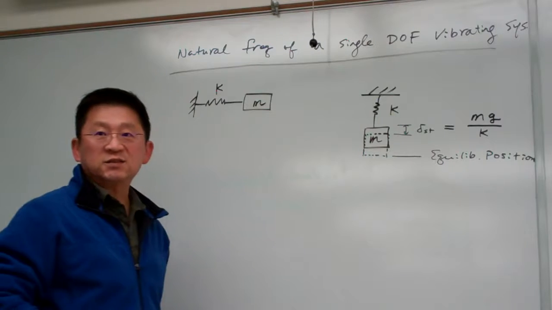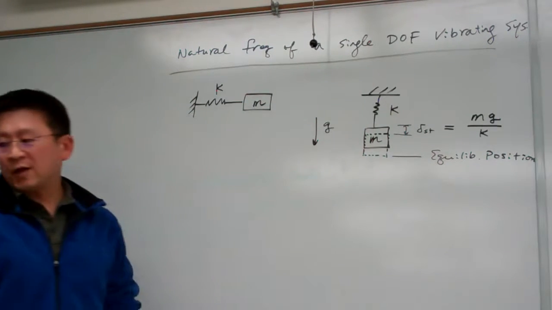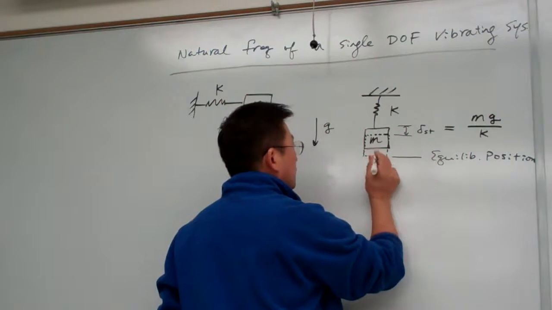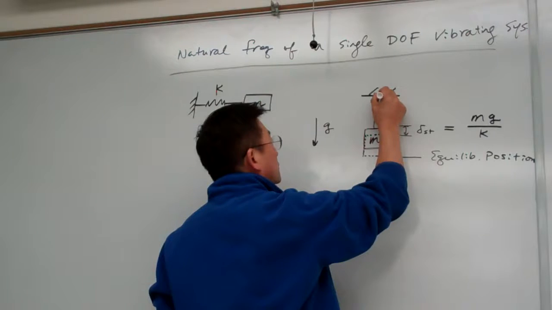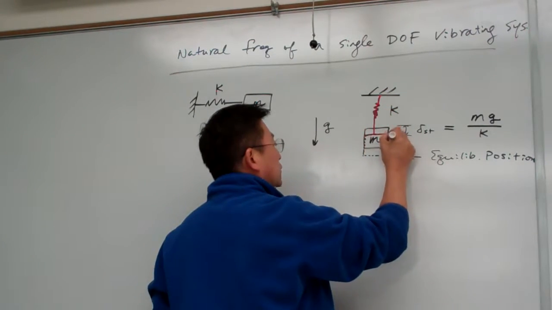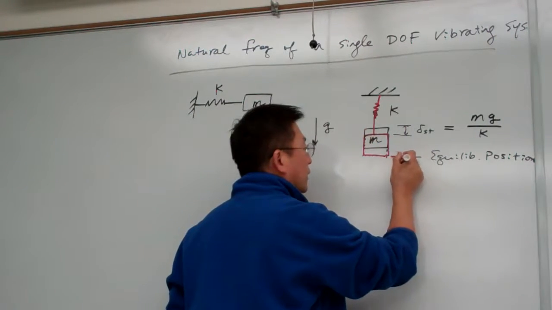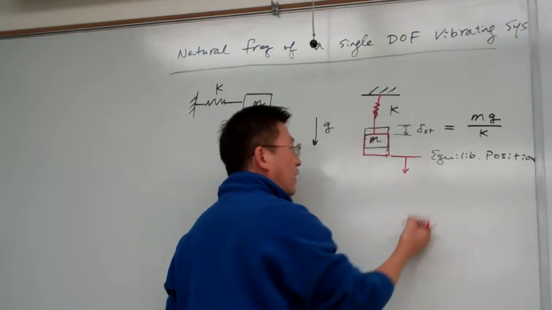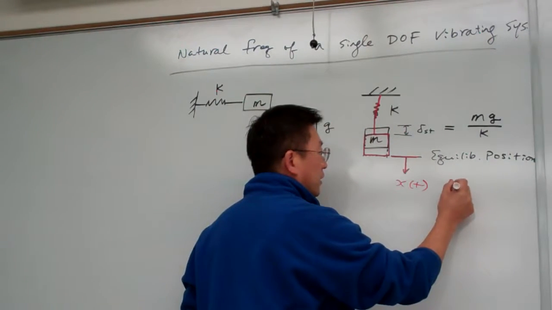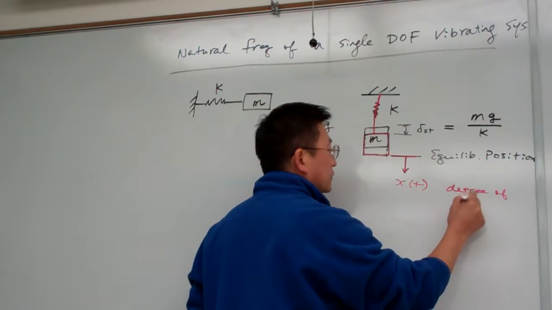Of this system. Okay, right now the gravity is here. So if we describe the vibration in terms of such equilibrium positions, let me use the red one to emphasize such equilibrium positions. So from here, we define our degree of freedom, x(t). So x(t) is our defined degree of freedom.